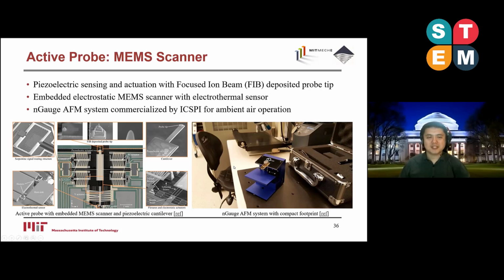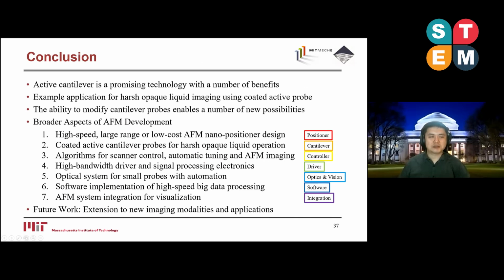All right, with that, I want to conclude this talk. So basically, we discussed the active cantilever, which is a promising technology with a number of benefits. So we offered an example application for harsh opaque liquid imaging using a coated active probe. And the ability to modify cantilever probes enables a number of new possibilities for characterization and nano-fabrication.